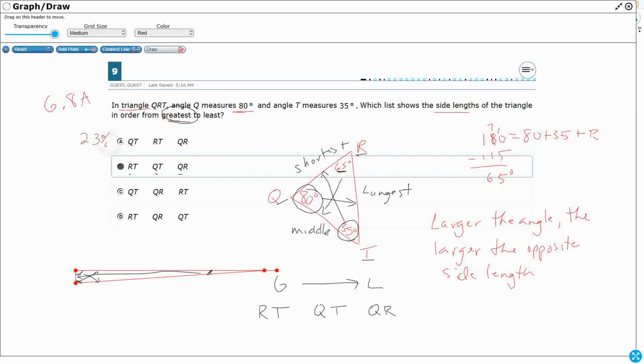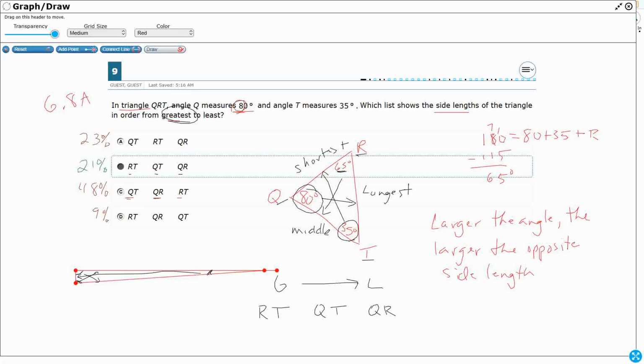We did 23% on A. Our correct answer here of B is a little bit worse, and that's actually 28%. Our most chosen answer was 48%, and that's C. Now, some people probably thought this greatest to least. If you're kind of stuck on this, look how big Q is. Q is 80, and Q is in here, so they thought, well, that's the largest angle. So these two side lengths must be somehow in order, right?